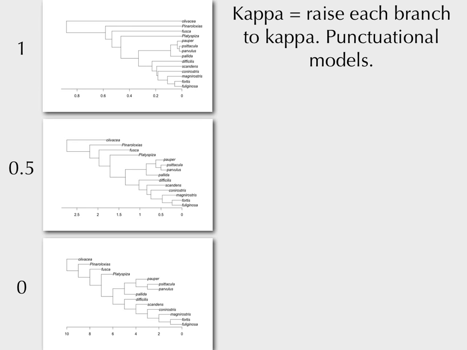We also do kappa. So maybe we have a model where change happens primarily in speciation events. If we go with this model, then time doesn't matter anymore, only speciation events matter in terms of the amount of change. The other models are all about time.